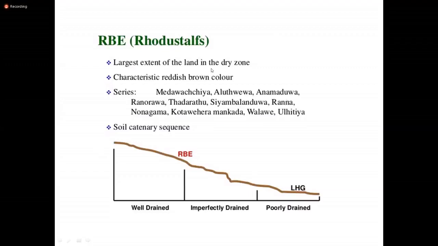So, for example, reddish brown earth, the largest extent of land in the region carries a reddish brown color. Where we have a series: Madawachchiya, Ardviva, Anamaduwa, Ronavaruva, Tadarutra, Siambalanduwa, Rana, Nonagama, Padavegara, Mangada, Valava, Uhiti. These are some areas in this series of soil that is red brown earth. Okay?